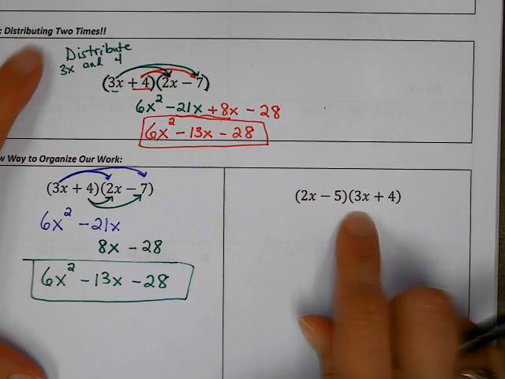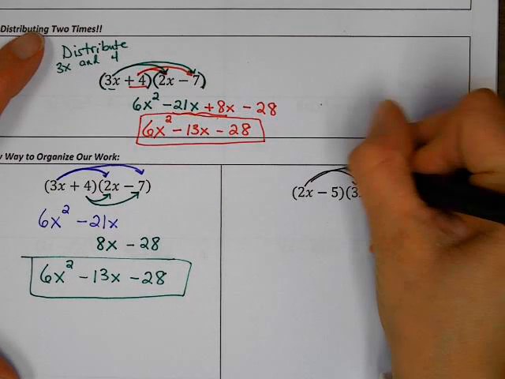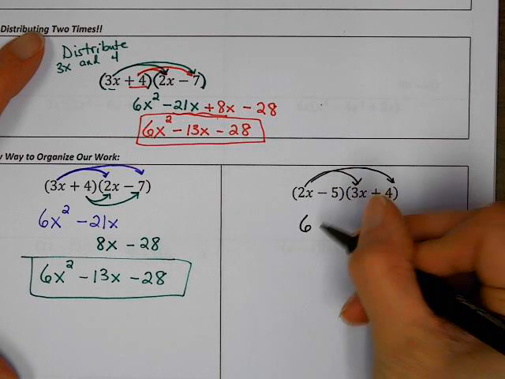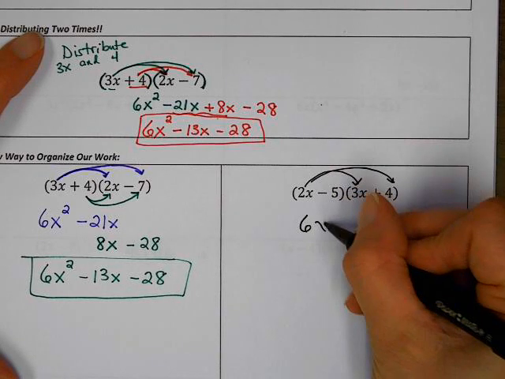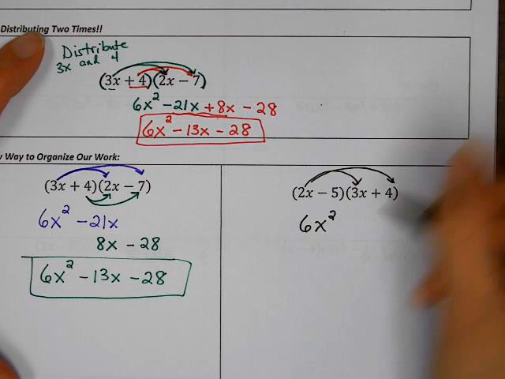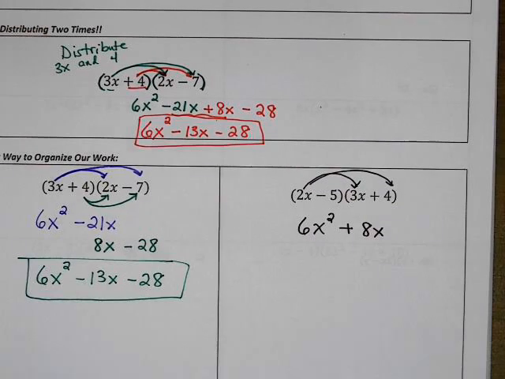We're going to distribute 2 binomials. First we'll distribute 2x to both of the terms. So 2 times 3 is 6. x times x is x squared. A positive times a positive is positive 8x. Okay, and he's done.